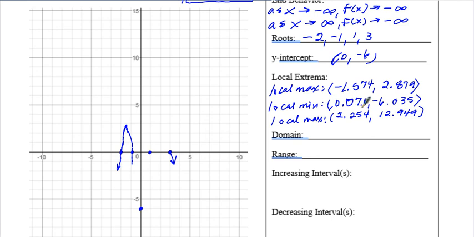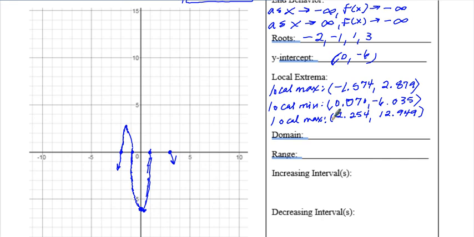So 0.07, so not quite 0.1, comma negative 6 and some change. So let's call it just below our x-intercept, right? Now, you would not be correct if you said that this min was at 0, negative 6. It's not. It's a little to the right and down. So you'll need to make sure that you don't mistake your y-intercept for the min, because it's not. Okay? So we bottom out there, and then we'll come up through this 0.